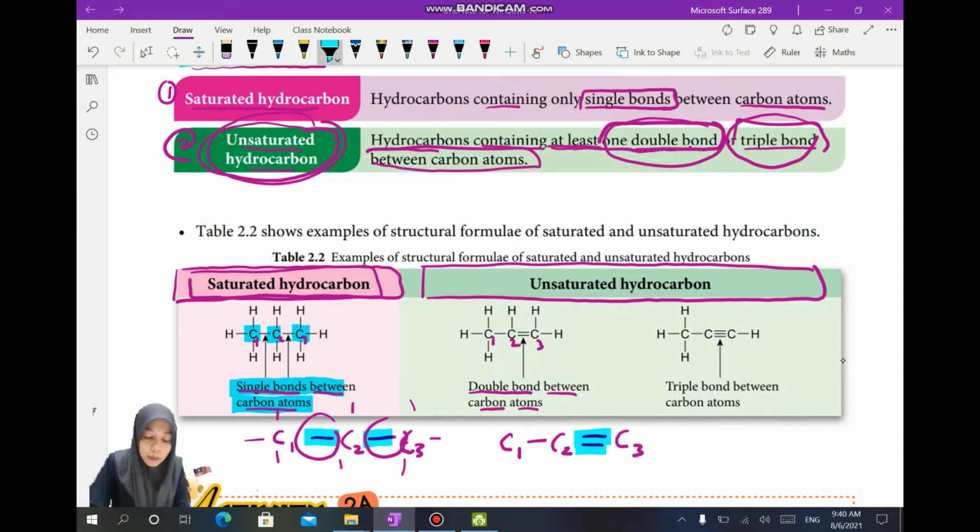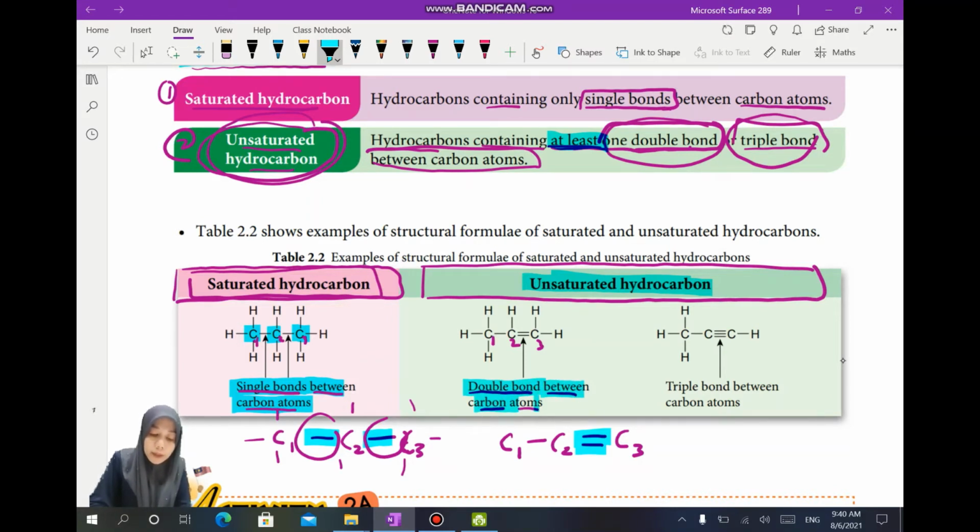So, kat sini menunjukkan bahawa ini adalah unsaturated hydrocarbon sebab dia kata at least. Walaupun dah ada satu sahaja double bond, dikira sebagai unsaturated hydrocarbon. Okay, it has double bond between carbon atoms.